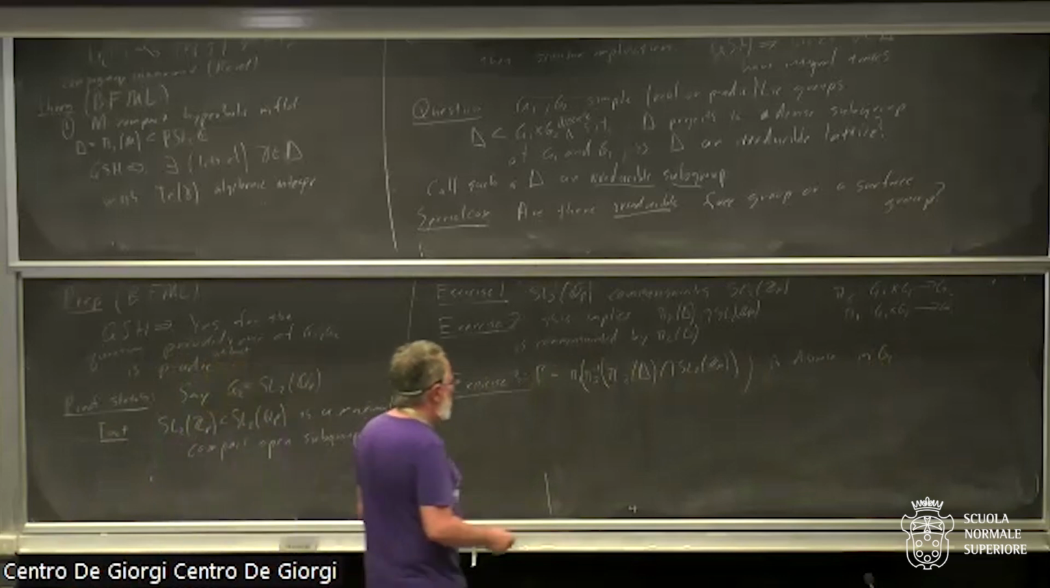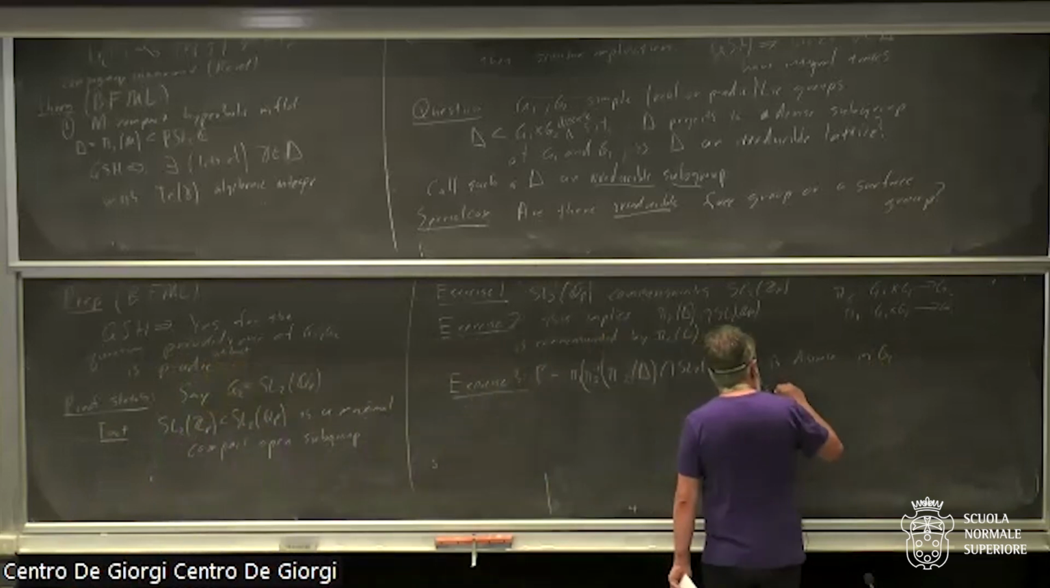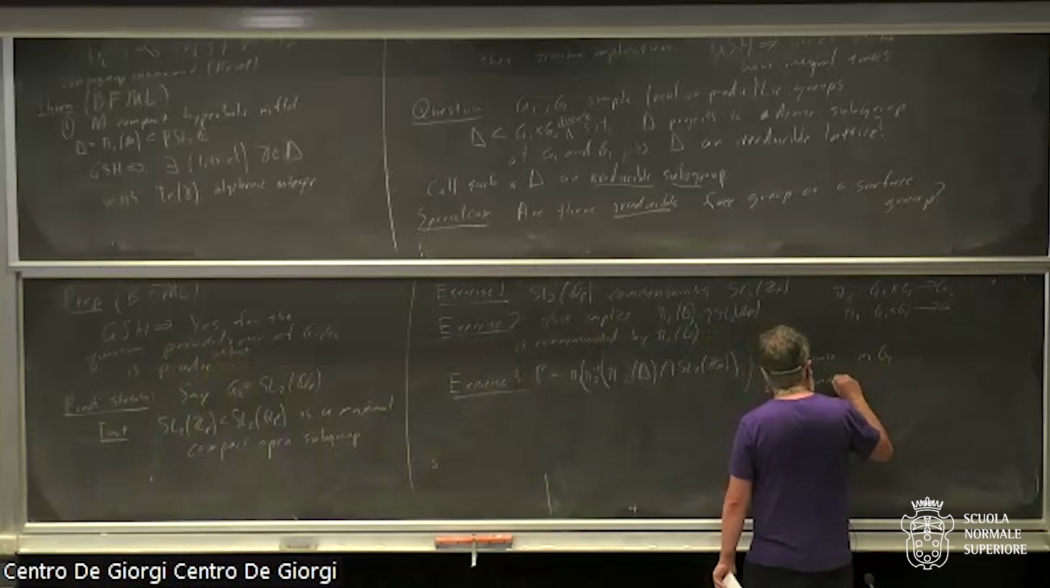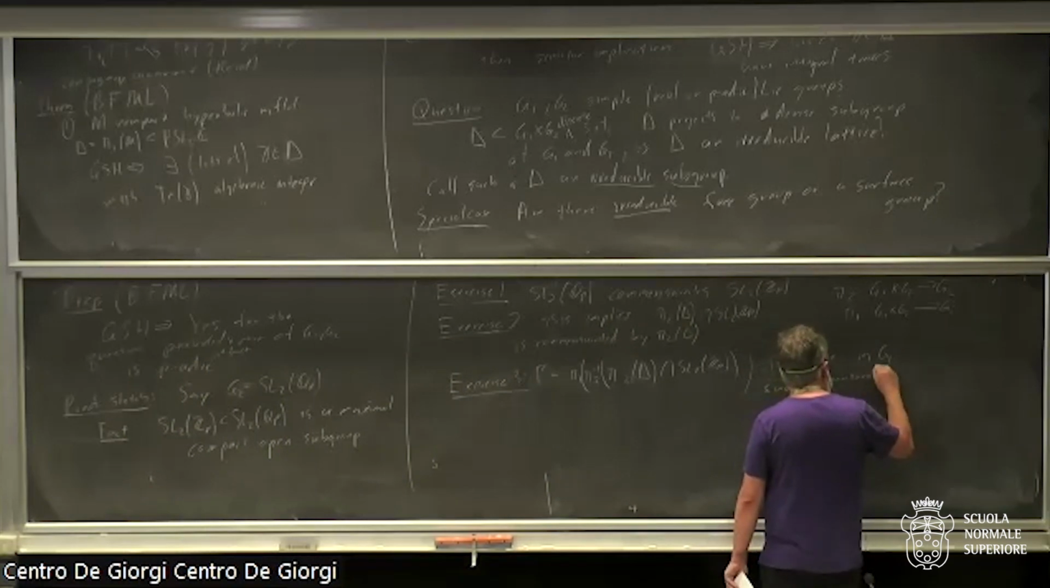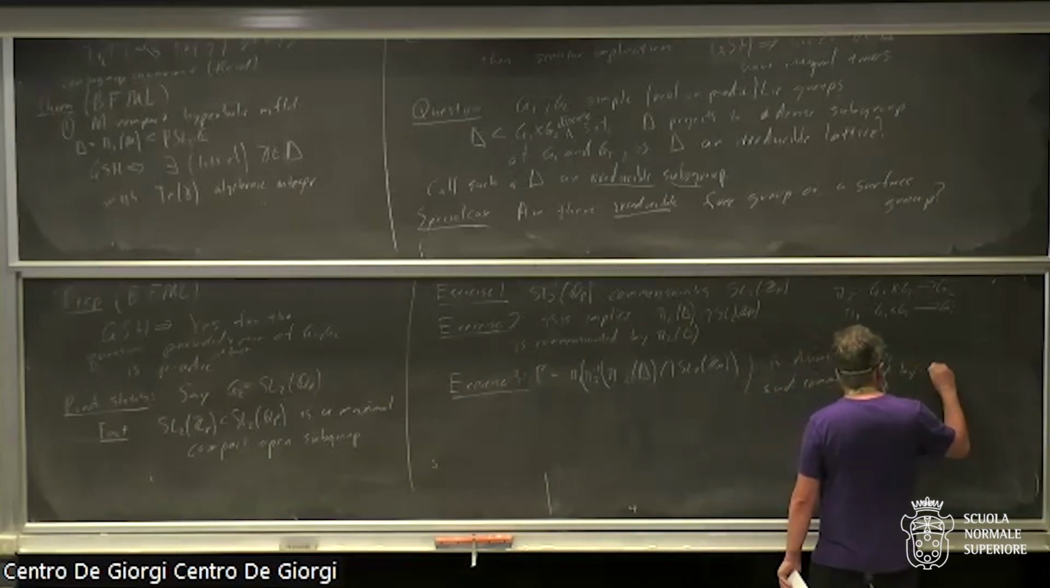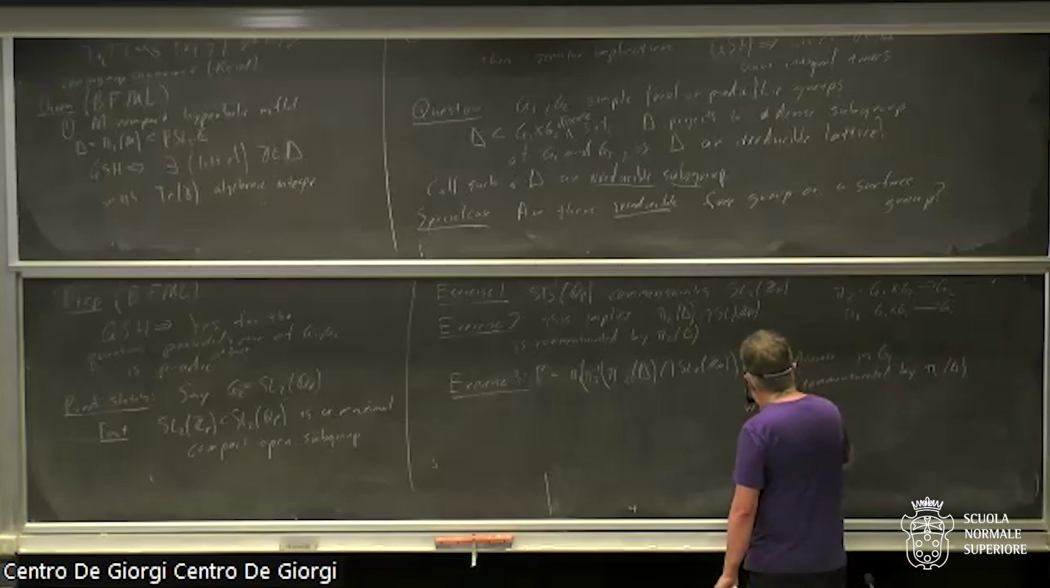And it's discrete in G1 and commensurated by pi1 of delta, which is dense.